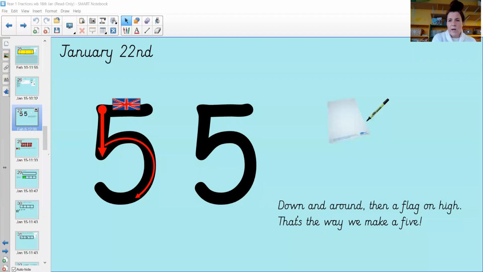Okay, so as with every lesson this week, we are starting with our number formation. Now, this is our last day of doing 5. Next week, we're going to move on to some different numbers. So as we've done before, it's down and around, flag on high. That's the way we make a 5.